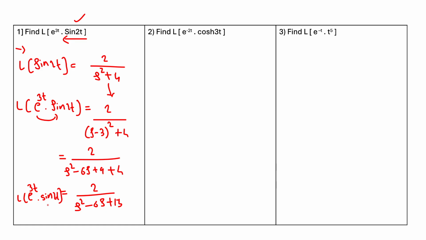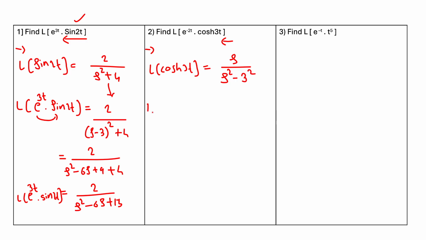Clear? So always remember, while solving questions of Laplace transform, you have to always start from the last term. Like in question number 2, you can see here the last term is cosh 3t. So your first step should be to find the Laplace of cosh 3t. What is the Laplace of cosh 3t? s over s square minus, why minus? Because the given function is hyperbolic. s square minus 3 square.